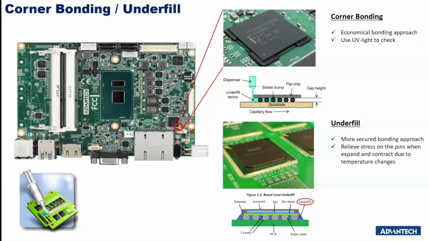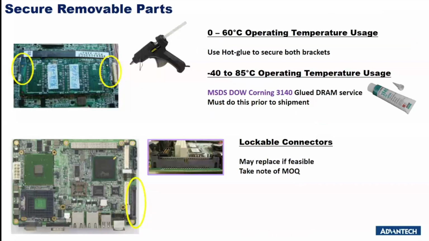Okay, now there are also customers who say, hey, I don't have onboard RAM. Nobody makes a 32 gig RAM or a 16 gig RAM. I need to put a socket. So what can I do then? Okay, if your operating temperature is just 0 to 60, I can just do hot glue. I can hot glue the two joints to prevent it from moving.